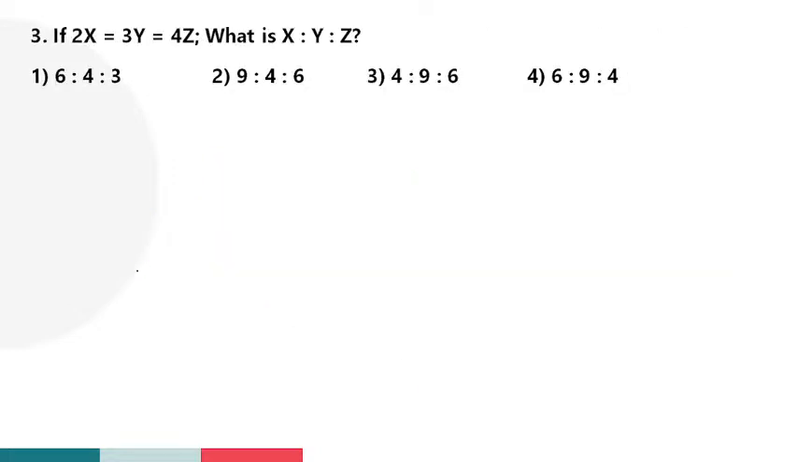Right. Move on to the next one, guys. If 2x is equal to 3y is equal to 4z, what is x is to y is to z? Very dead easy question, guys. 2x is equal to 3y is equal to 4z. So find out x is to y is to z.